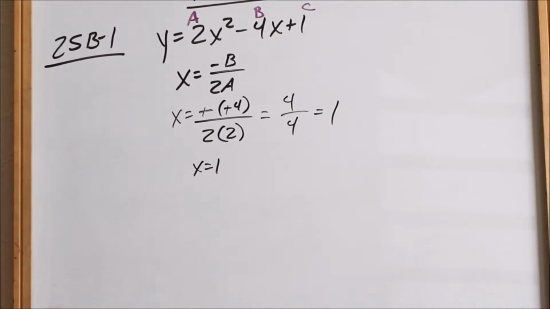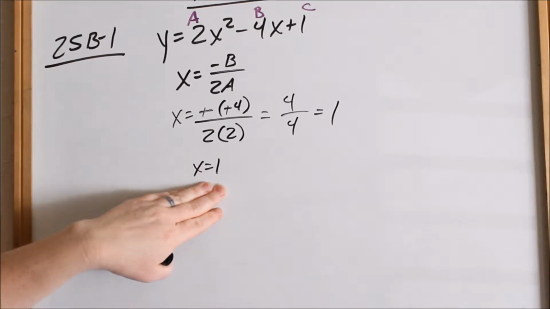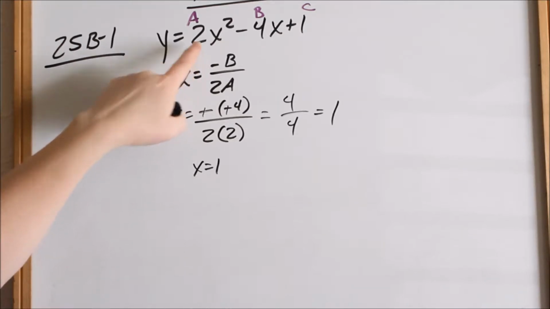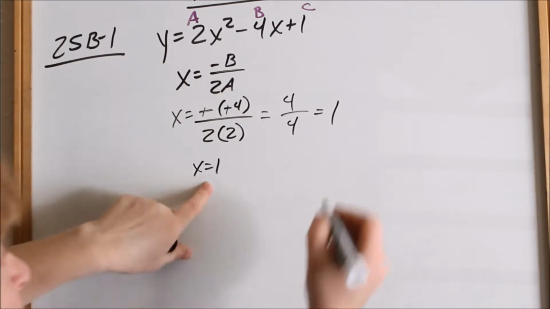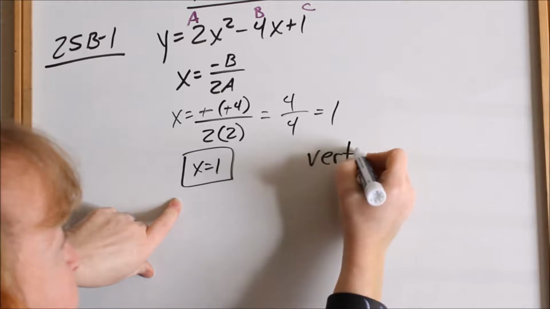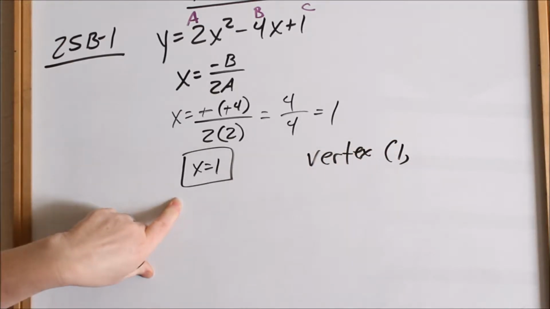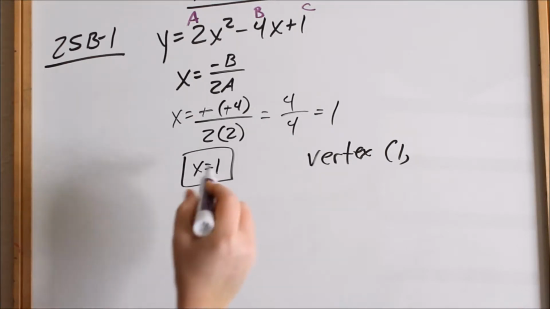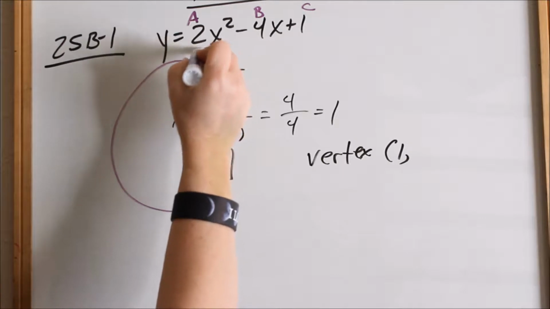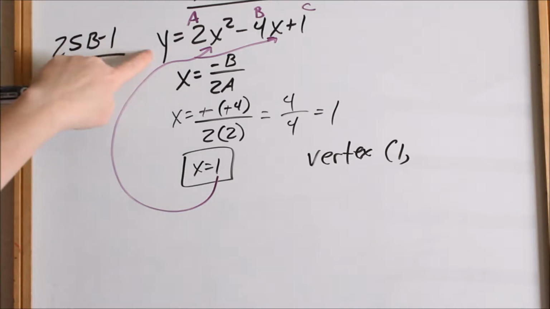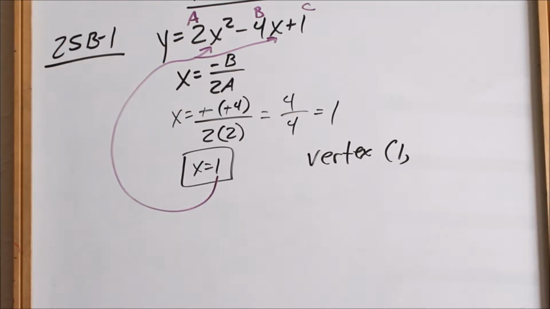Then, this also represents the x coordinate of your vertex. So since I know this is facing up, my vertex is a minimum. It'll be the lowest point of the parabola. So this is your axis of symmetry, and then I know part of my vertex. I know the x coordinate is 1. I need to find the y coordinate. How do I find the y coordinate? I take my x value and I substitute it back into my original equation everywhere I see an x, because y is this, and it will tell me what my y value is.